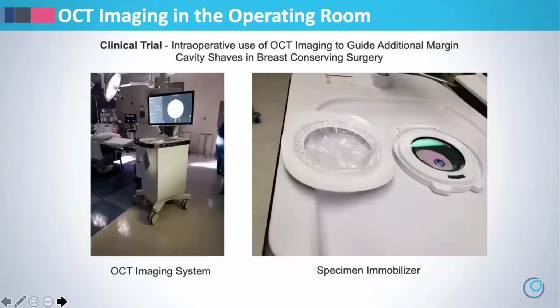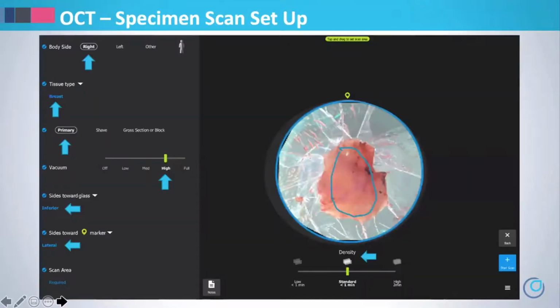The device is small enough to easily fit in the operating room. The OCT imaging device is a freestanding device. We can move it from room to room. It has some really nice bells and whistles with it. The specimen immobilizer is actually where the magic happens. That's where the specimen is placed and the images are obtained. The screen in front of you right now shows the specimen on the imager. The circled blue area is the area that actually is scanned for evaluation.